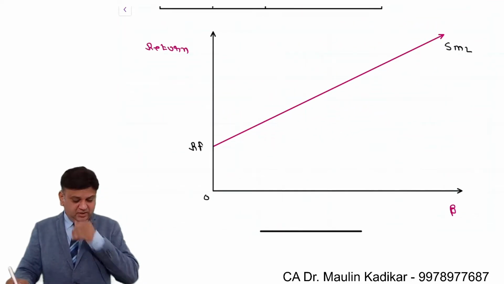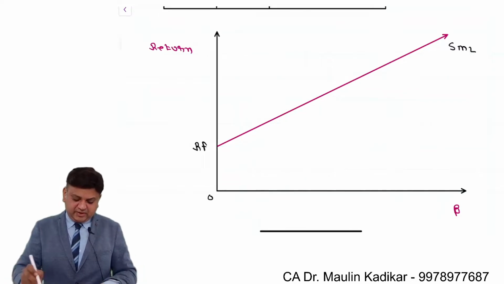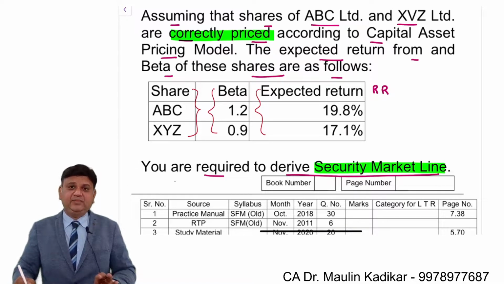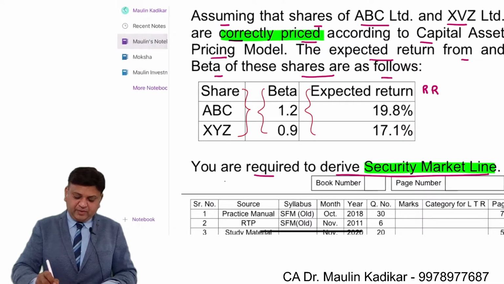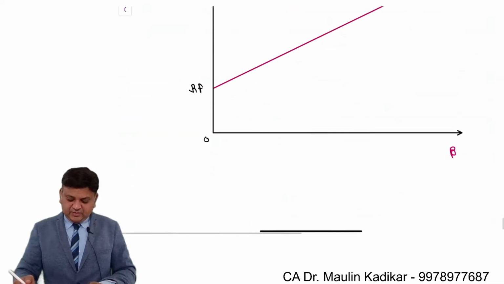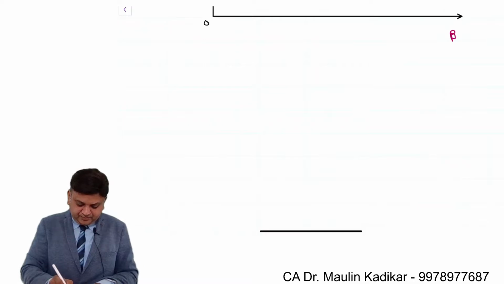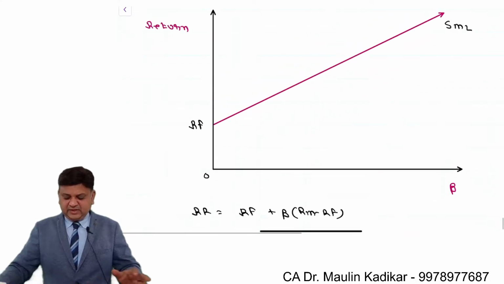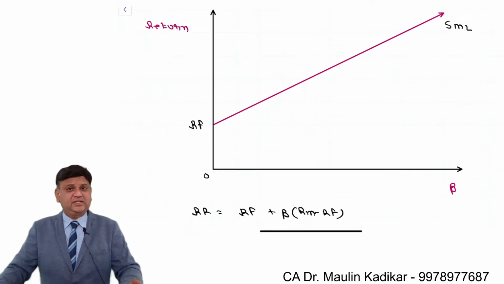Now listen carefully. The question says you are required to derive the security market line. What does it mean? It only has a simple meaning: you are required to form an equation. The equation will be formed like this. The required rate of return is equal to RF plus beta into RM minus RF. This is the way we are required to derive the formula. That's it. That is the end of the question.